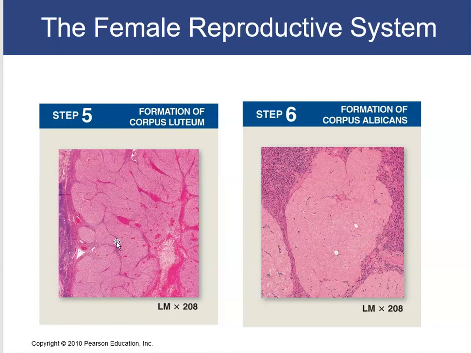Now, if fertilization and implantation does not occur, the corpus luteum will transition into the corpus albicans. This represents scar tissue on the ovary, and the corpus albicans no longer retains the ability to produce hormones.